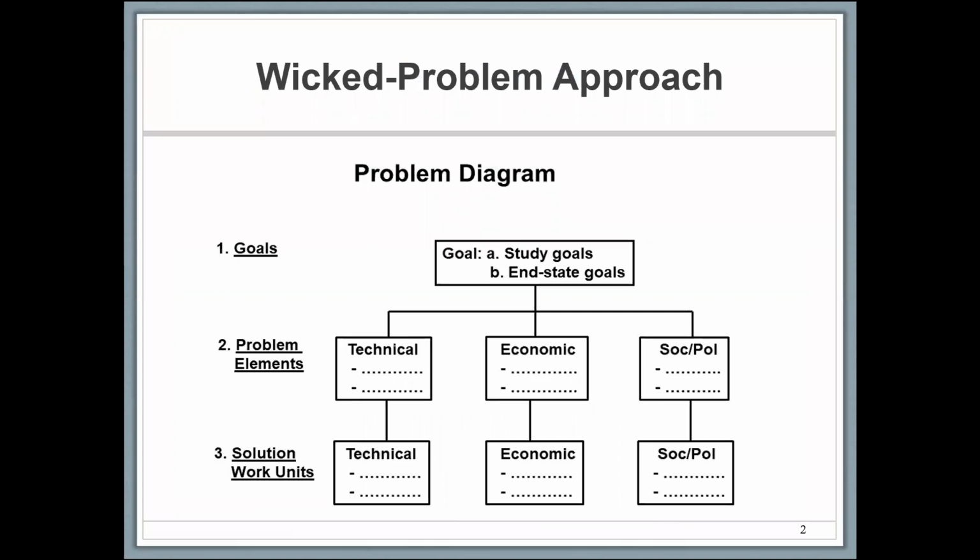We begin the wicked problem approach by brainstorming a problem diagram. Participants use the diagram to orient and guide the problem-solving effort. The study goals at the top state what the problem-solving effort is to accomplish. The end state goals are the broader benefits gained by accomplishing the study goals. Problem elements are gaps, barriers, and questions that must be addressed to meet the study goals. We divide these into technical, economic, and social political elements.